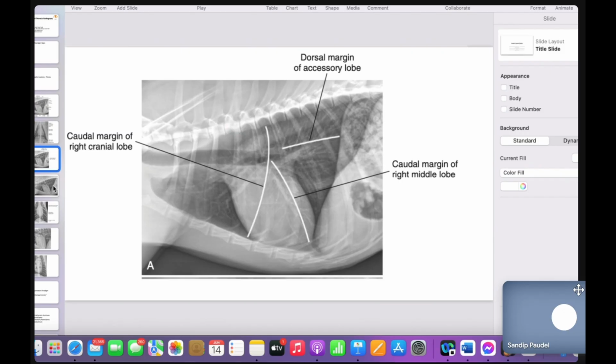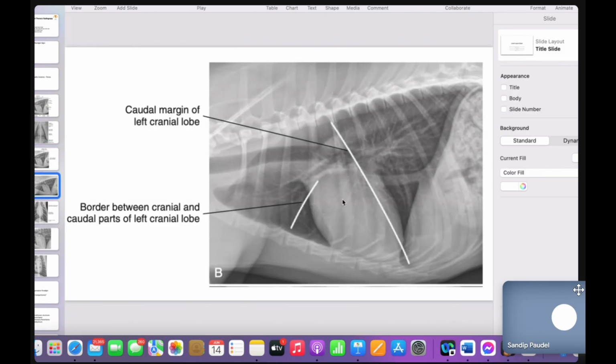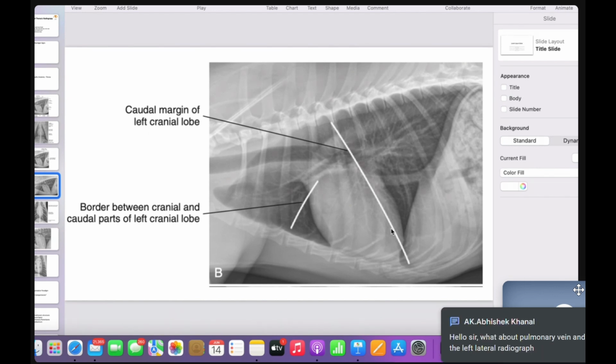And this is another view. So right here, this is the border between the cranial and caudal left lung lobe, and this is the caudal margin of the left cranial lung lobe. So right here again we can see.